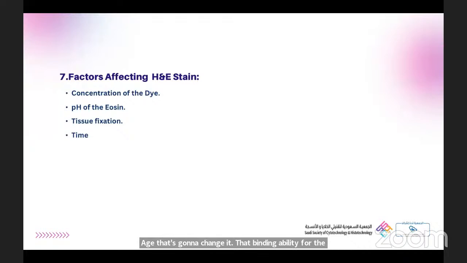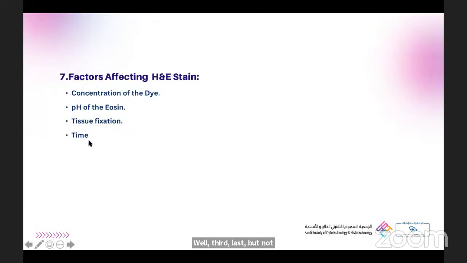Third, the tissue fixation. Fixation, as I mentioned, alters the molecular structure inside the tissue sample, increasing the permeability of the tissue, so it's going to increase the permeability for the stain to enter the tissue. So it's important to mention that unfixed tissue is gonna have limited binding sites for the dye, or it's gonna not stain well.